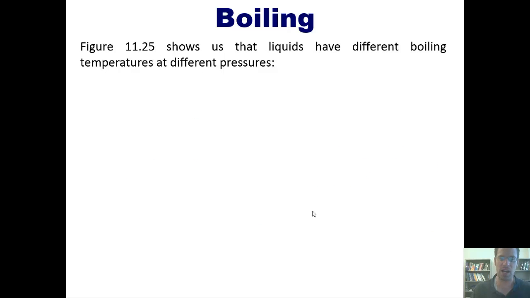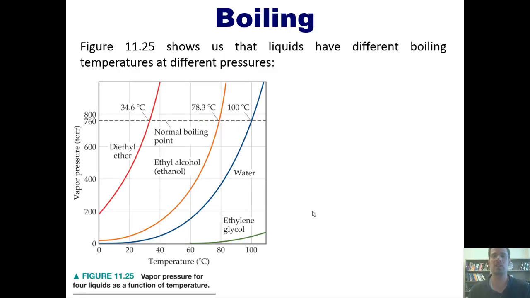Figure 11.25, shown here, shows us that liquids have different boiling temperatures at different pressures. Once again, if I increase the pressure of the atmosphere down on a liquid, it's going to make it harder for that liquid to escape and convert into a gas and hence boil. If I decrease the atmospheric pressure on the liquid, it makes it much easier for those liquid molecules to escape and convert to gas molecules and therefore boil.